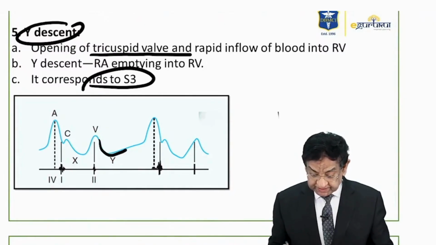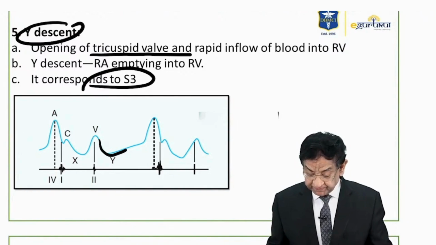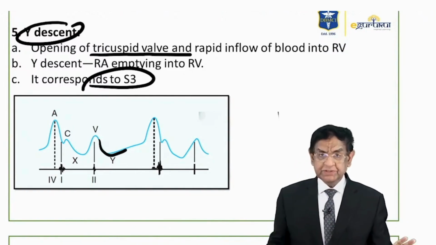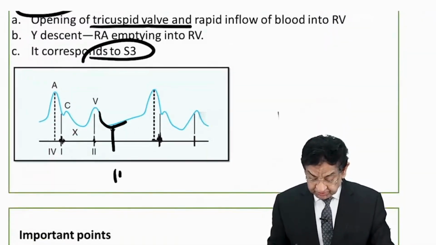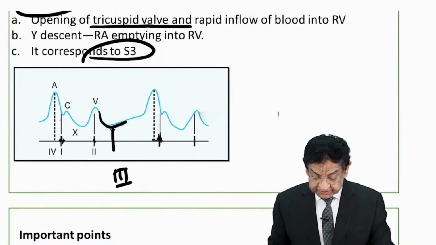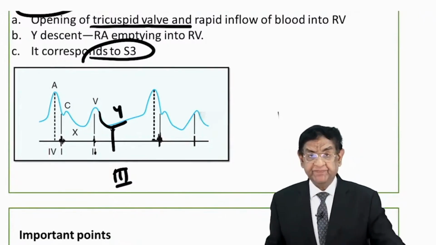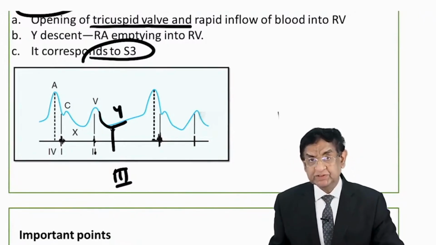So look into this. Y descent is there, again a negative wave, right? So this is a beautiful summary. You can correlate. This is the third heart sound. First is C, second is V, third is Y descent, and fourth is A wave. You should remember these also.